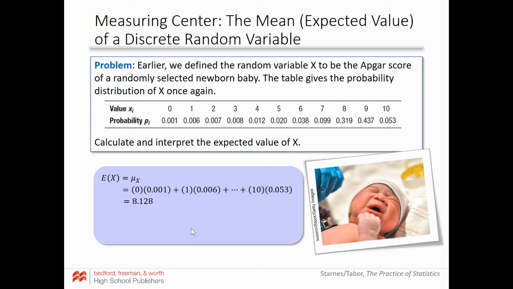All right, and then to interpret it, if many newborns are randomly selected, their average Apgar score will be about 8.128. Don't forget the about, even though you say many. That allows you to do that law of large numbers idea, but the about is because it's not guaranteed, right? It's about, it's estimated, but it's a very good one.